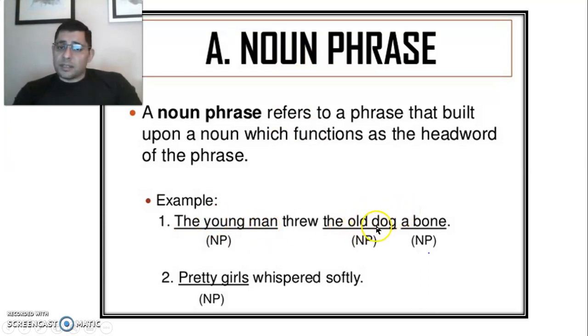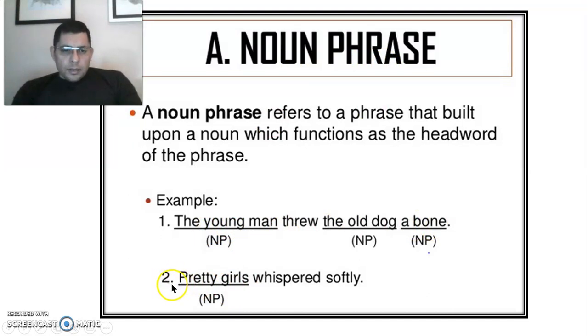The old dog is exactly the same case. We have the, which is my determiner or article, old, which is my adjective, and dog, which is my noun. And then we have a bone. A bone has only two words. Therefore, in this case, bone is my noun, and here we have a noun phrase. So that is why in this sentence we have only three noun phrases.